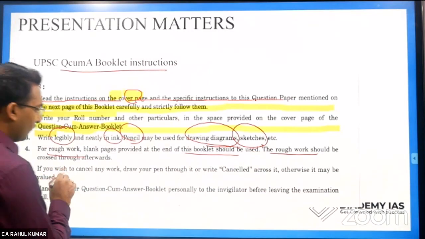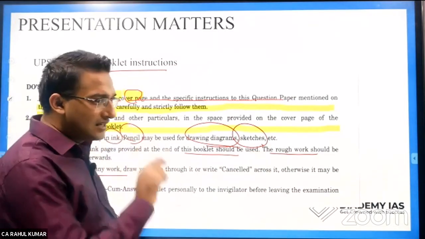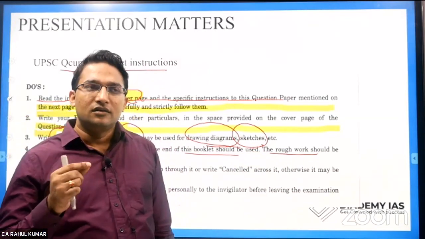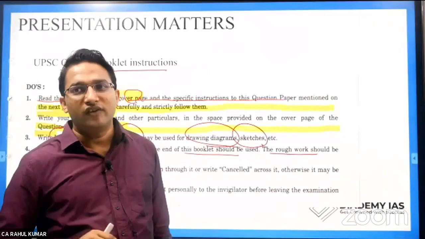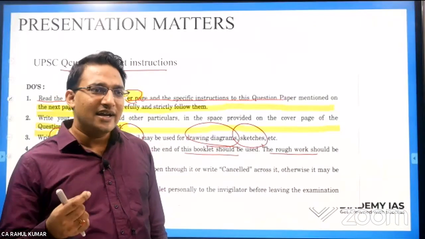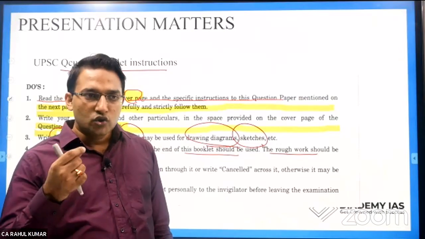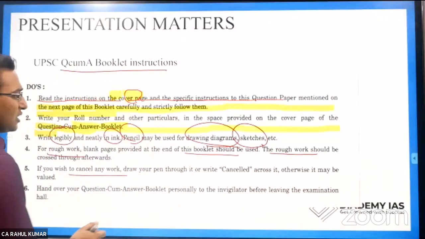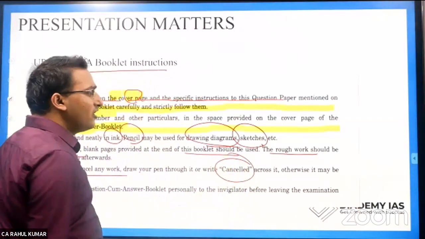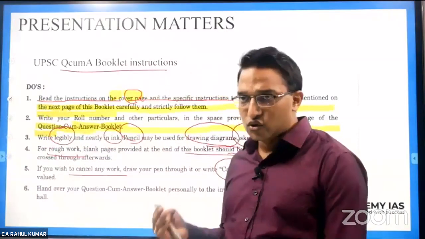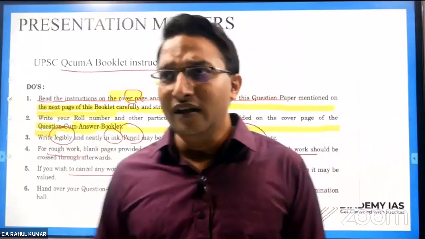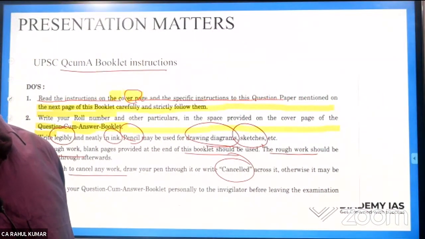If you want to cancel any work, for example, you have to write one answer out of two, and by mistake you started answering the first option, but later on you realize that you can do much better in the second option. So now you want to cancel the first option and start writing the answer to the second question. In that case, you will write "cancelled". You will use this word cancelled in a very clear manner, so that the examiner knows that this option is not answered by the student, and the evaluation will be done for the other question, right?